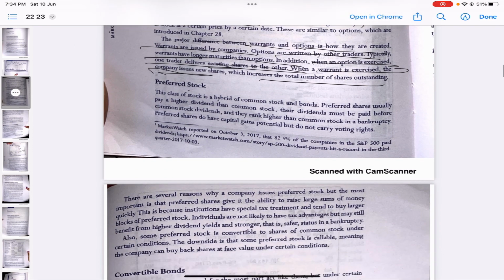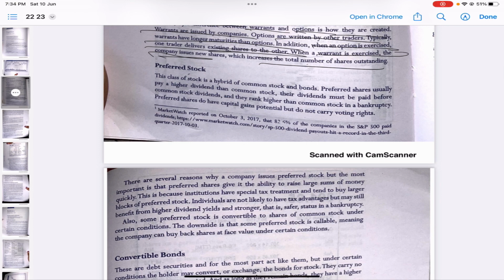Okay. So now let's discuss what preferred stock is. You might have heard about preference shares and stuff like that, so you might have always heard about preferred stock. So what is preferred stock? Preferred shares usually pay a higher dividend than common stock. Their dividends must be paid before common stock dividends.